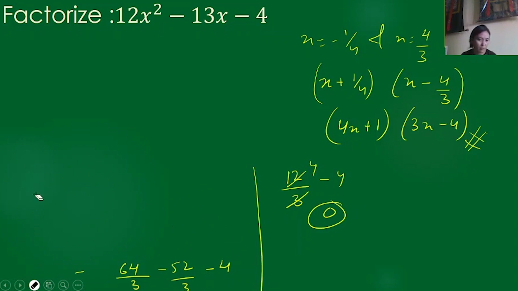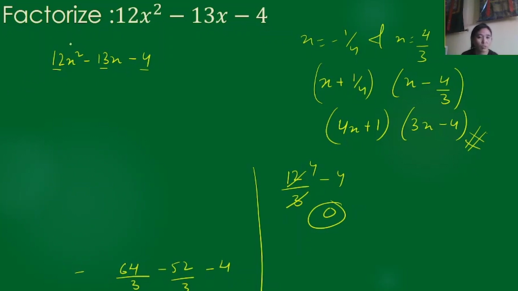Okay, now let's take a pen here. Now we'll use splitting the middle term, similar to what we did in the previous example. The difference here is that in the previous two examples the coefficient of x square was 1, but here it is 12. So this 12 is a, minus 13 is b, and minus 4 is the constant term.